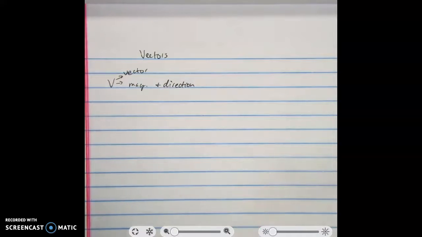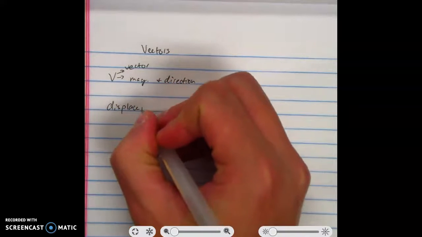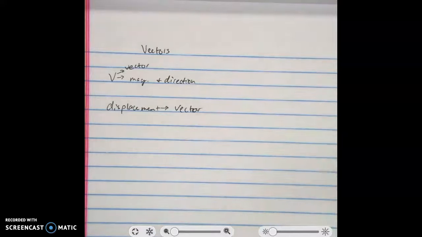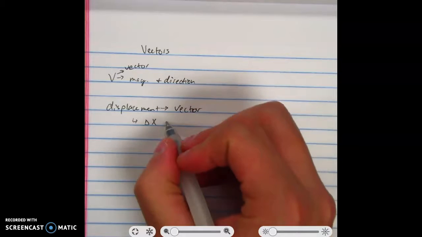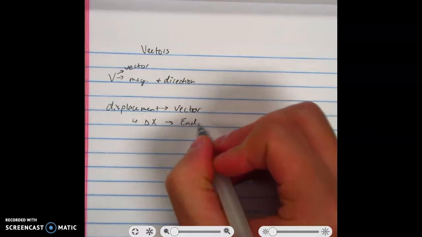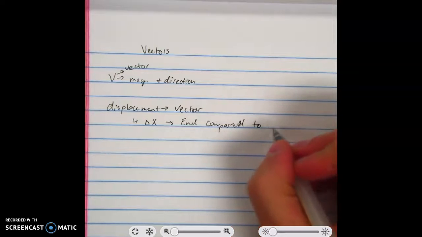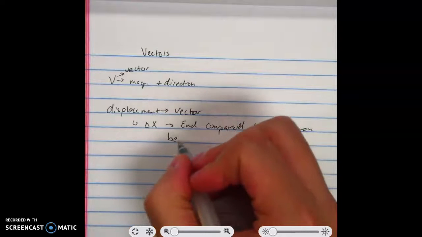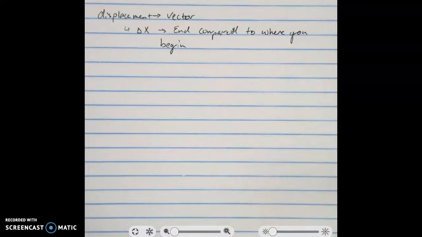Okay, so displacement. Well, that's a vector. Remember, displacements have direction and magnitude. Displacement also means your change in position, where you end compared to where you begin. Okay, so we have to figure out those things.